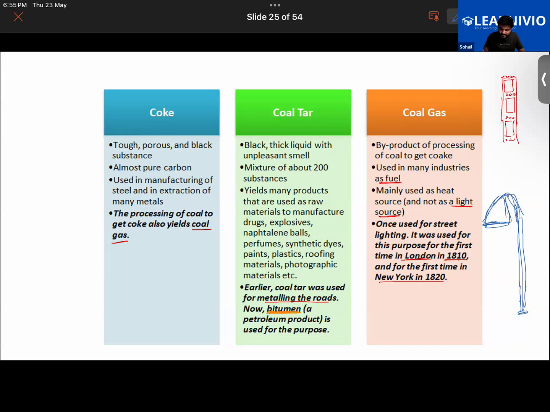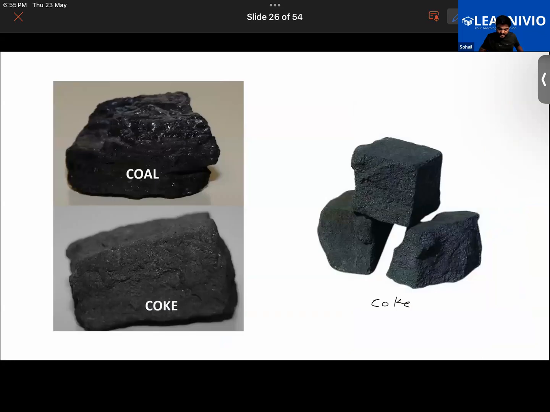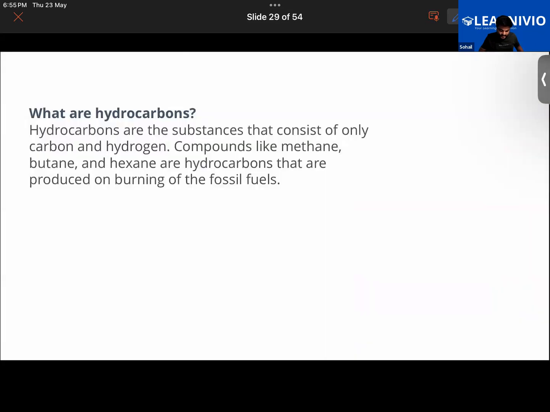Try to understand what I'm trying to say. And how were they operated? They were operated using coal gas. So that is the thing about it. Hope you guys are getting it.